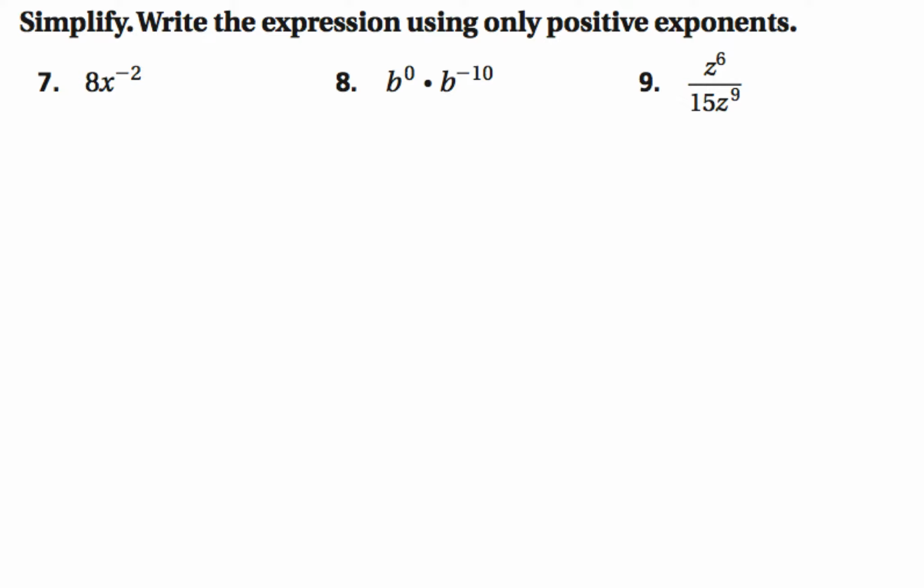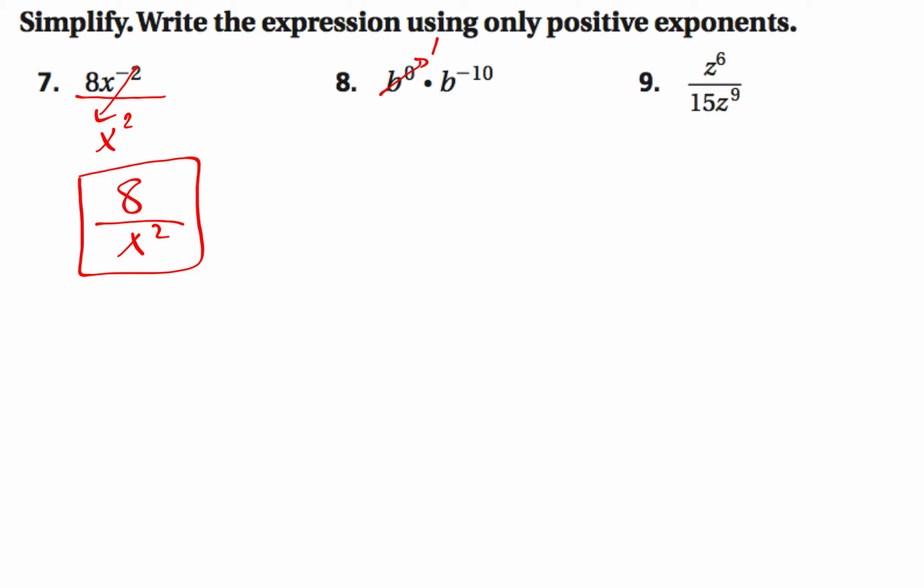Number 7. 8x to the negative 2. We're going to take the x to the negative 2 and move it down to the bottom to become x squared. And we get 8 over x squared as our answer. Number 8. The b to the 0 is just 1. B to the negative 10th can be moved to the bottom and become b to the 10th. And we get our answer, 1 over b to the 10th power.